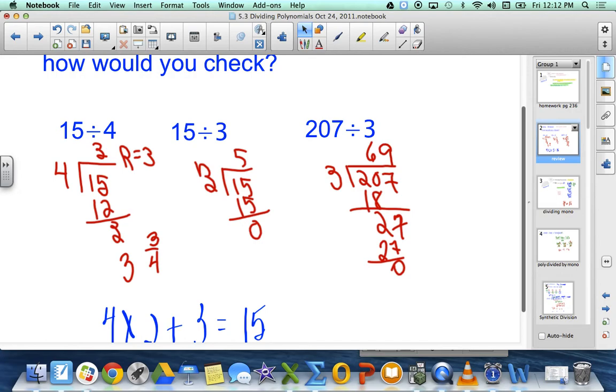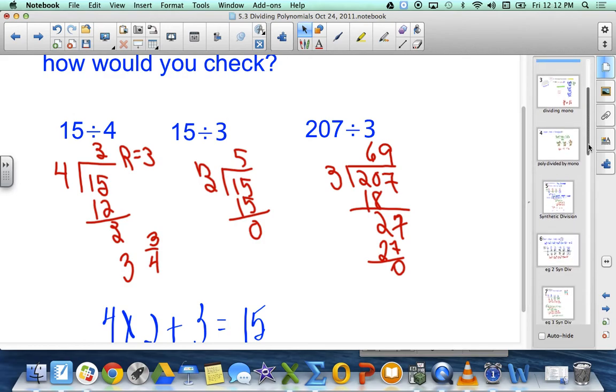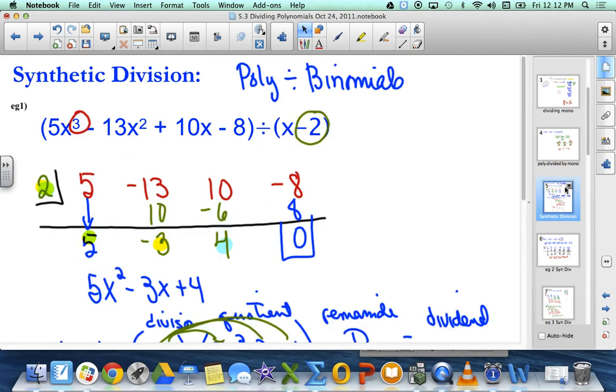Yes, sir. I need the degree of the polynomial. The degree of a polynomial is the highest power of the monomial. So you'll notice that the highest power of this monomial is 3, this one's 2, that one's 1, that one's 0, so the highest power is 3.